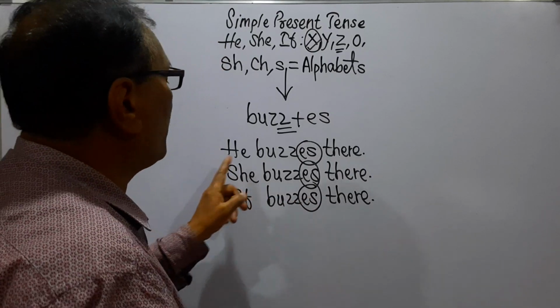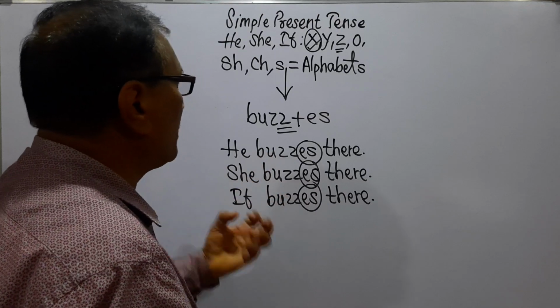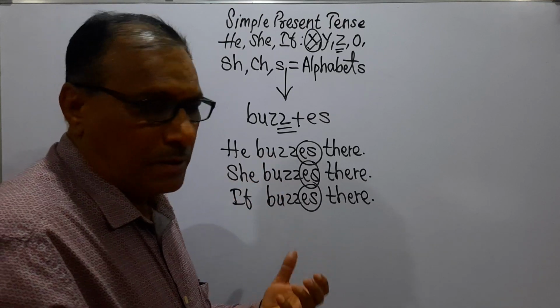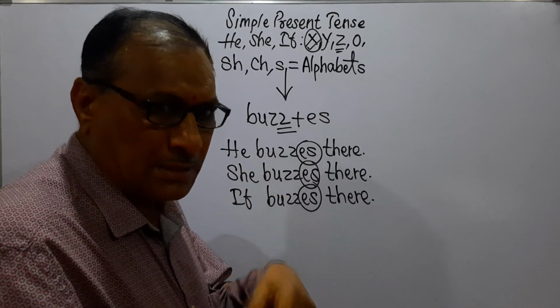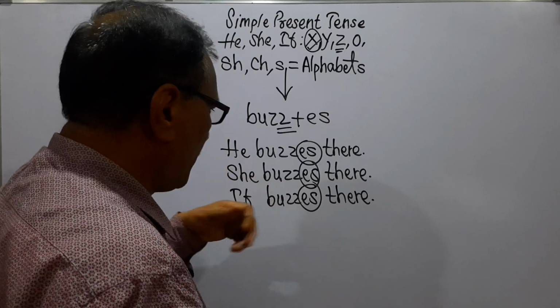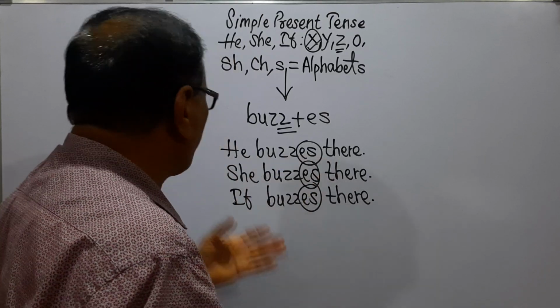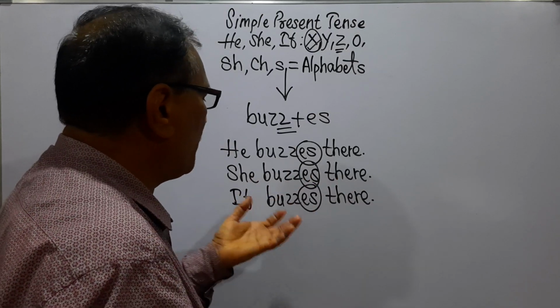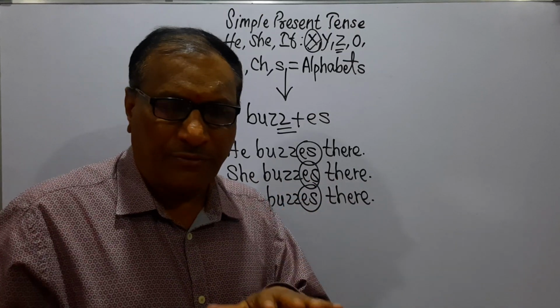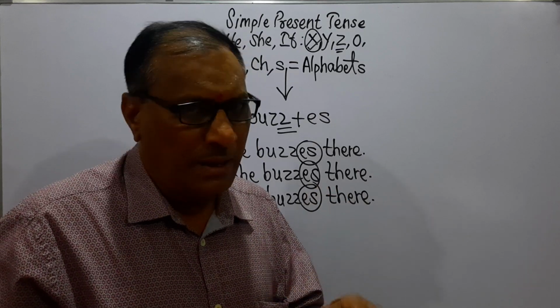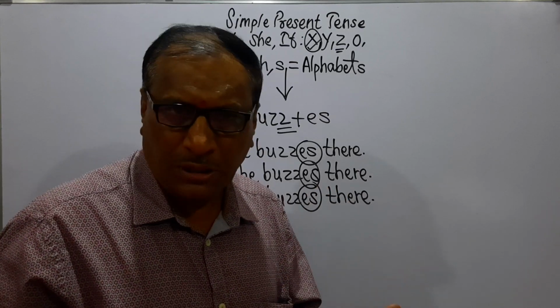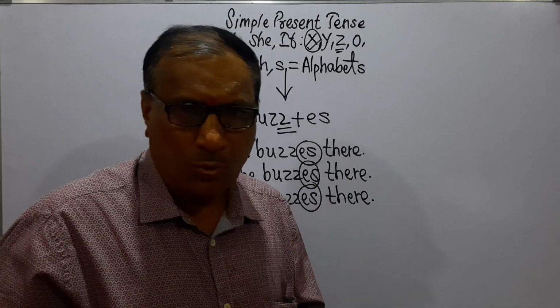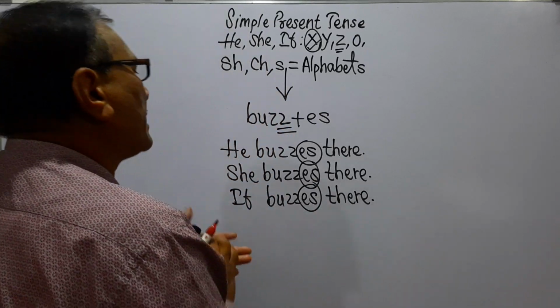So, here he buzzes means he makes the particular sound. That is the sound, but actually he makes the voice there. She makes the voice there, and it buzzes there means if it is the animal, then it will be the voice. If it is the machine, then it will be the sound. That is the particular explanation.